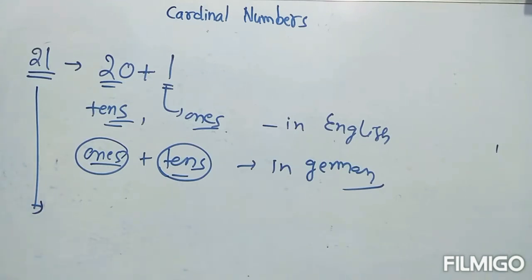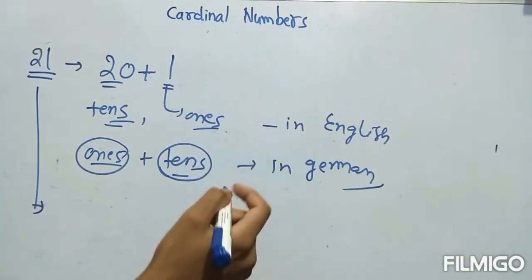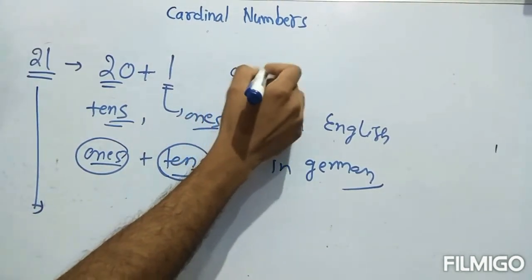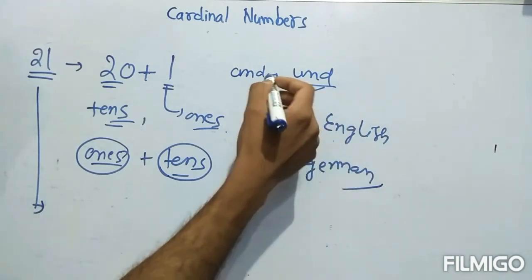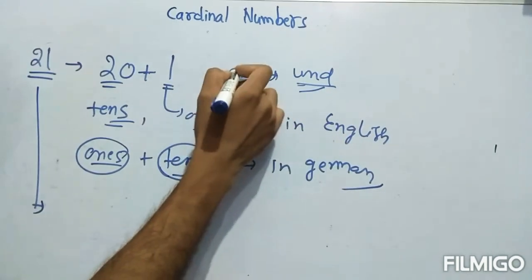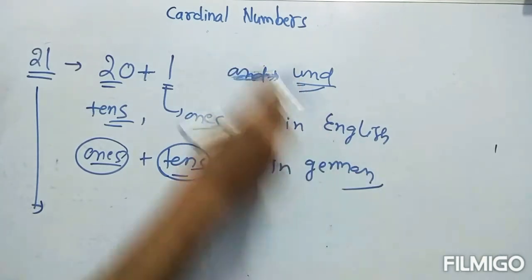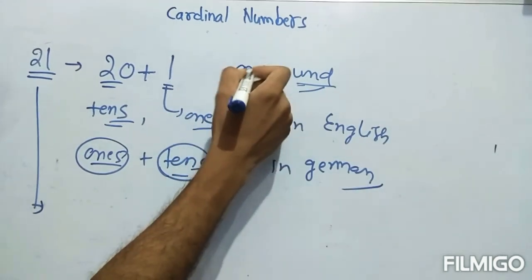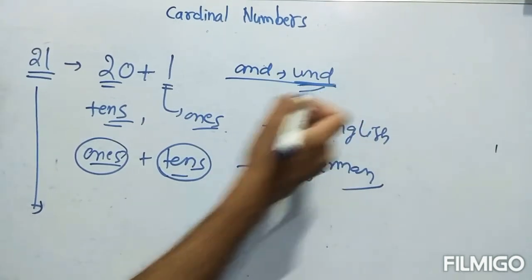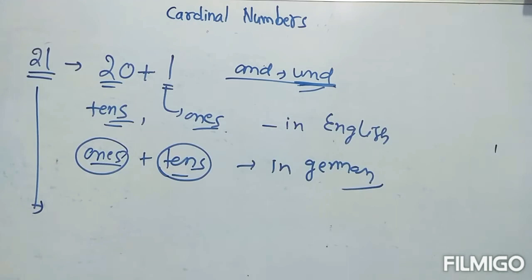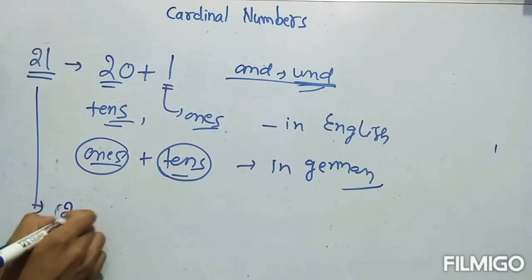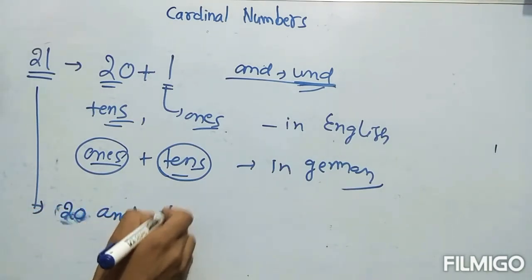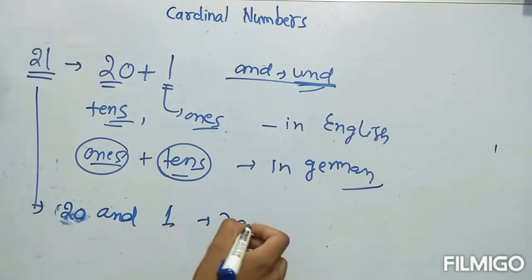So now we will learn to form the number 21. First, the word "and" in German is und, U-N-D, und. So 21 is 20 and 1, 20 plus 1.